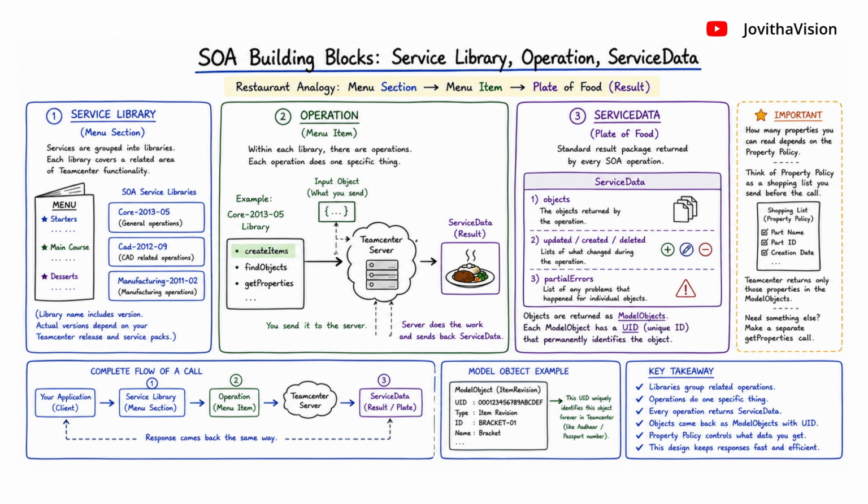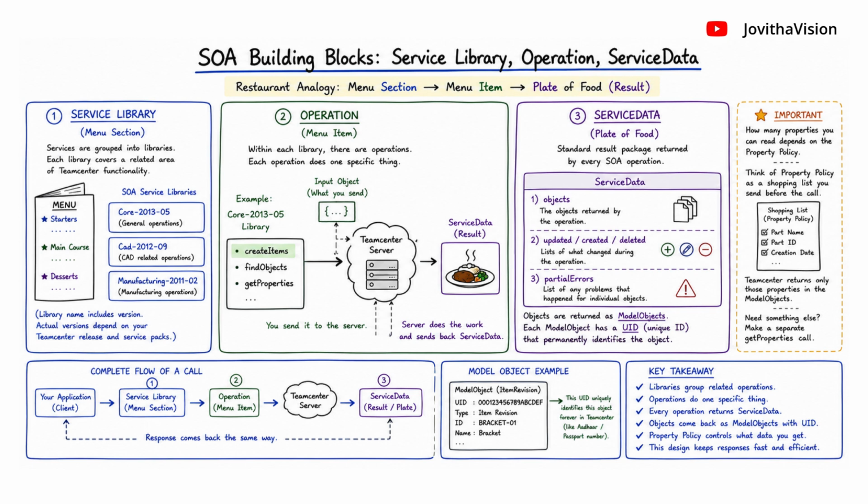Each library has a name and a version. On the slide you will see Core 2013-05, CAD 2012-09, Manufacturing 2011-02. The version tells you which edition of the library you are using. These specific version strings are examples. The actual versions available in your Teamcenter installation depend on which release of Teamcenter your company has installed and which service packs have been applied. The important thing is the pattern, not the specific numbers.